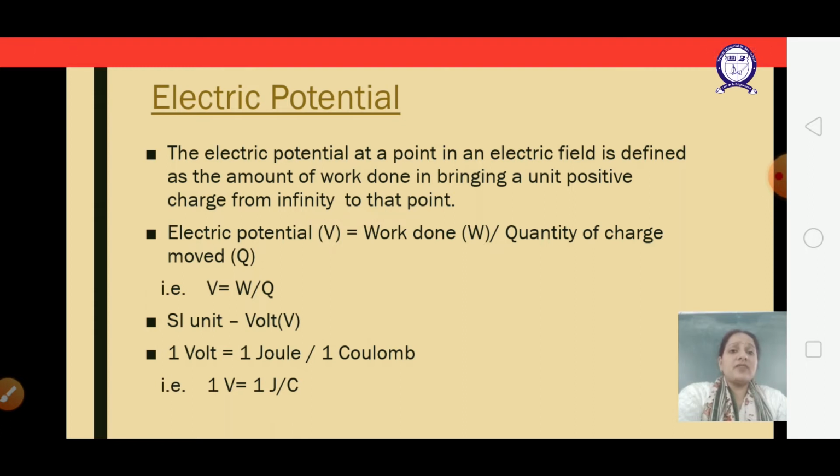We can define 1 volt as: 1 volt is the electric potential when 1 joule of work is done in moving 1 coulomb of charge. That means when you do 1 joule of work in moving 1 coulomb of charge, then electric potential is said to be 1 volt.